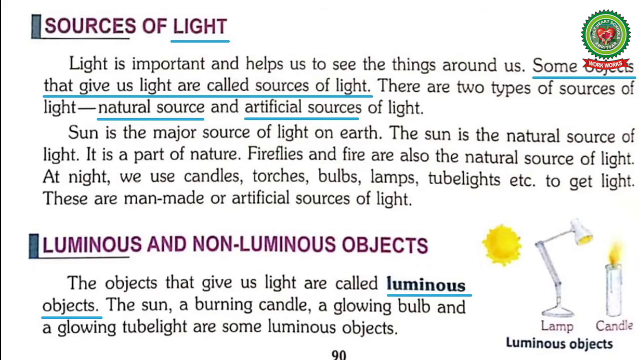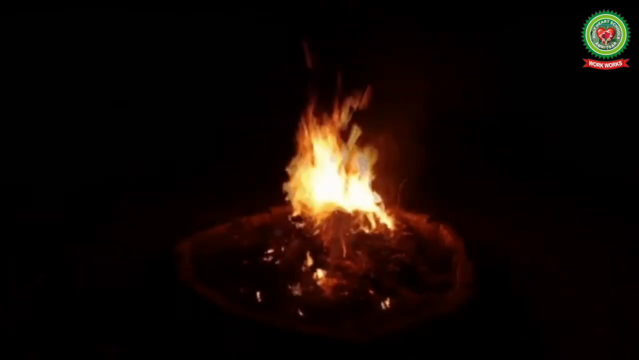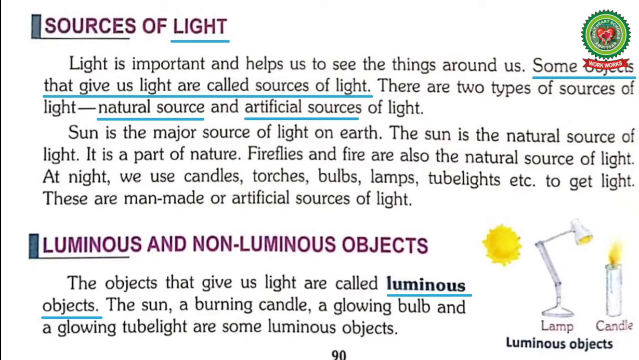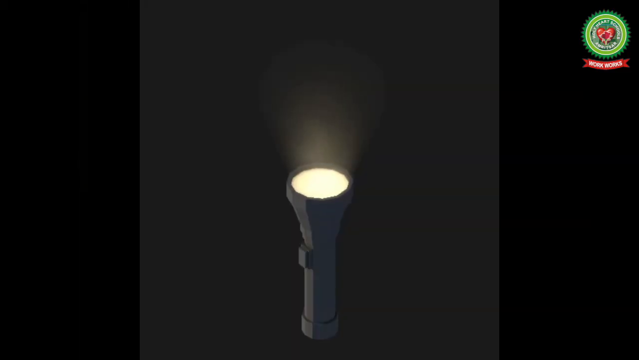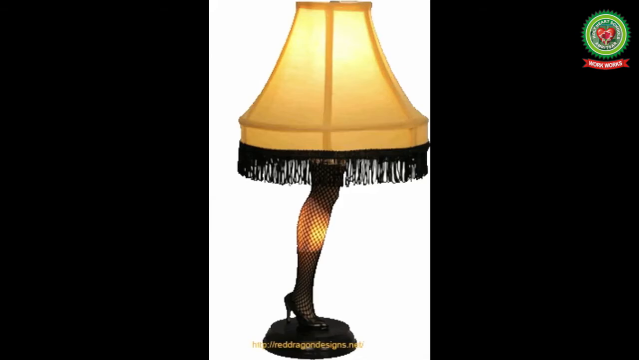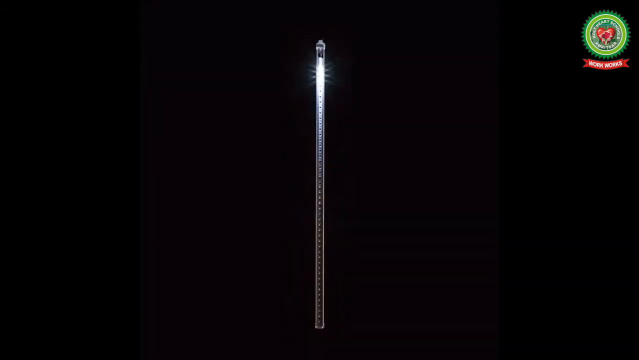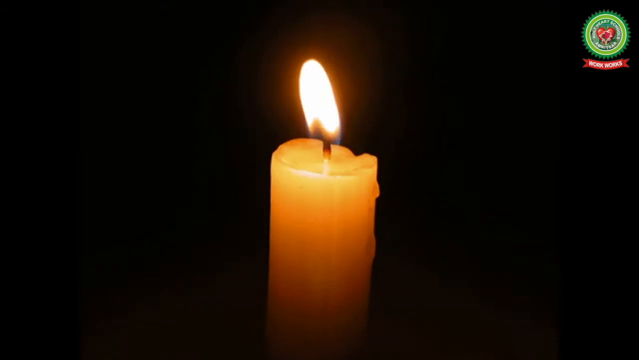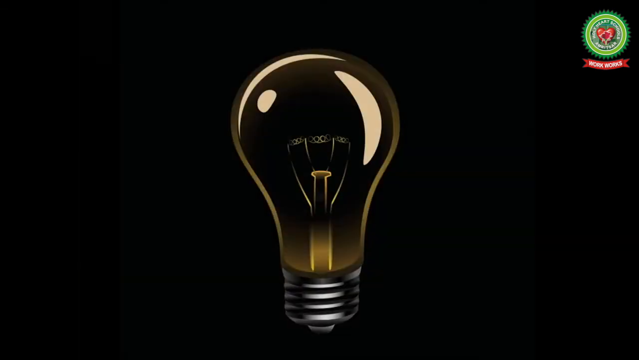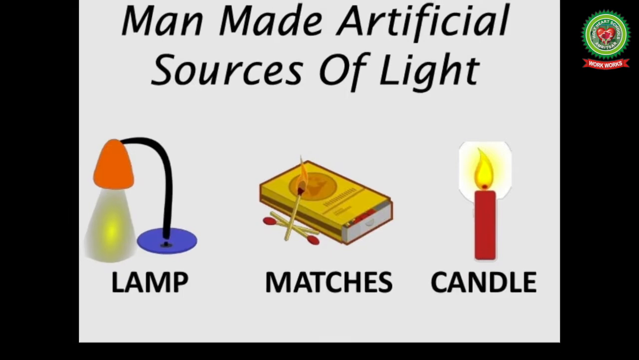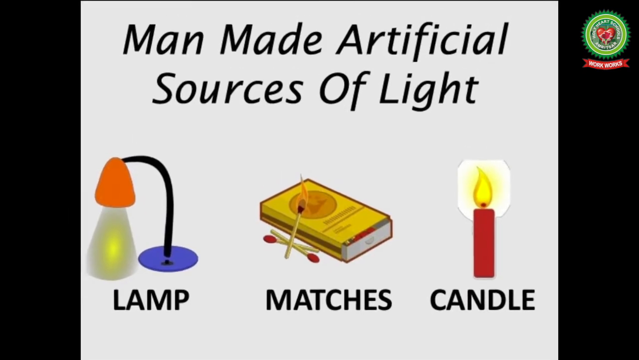Sun is a major source of light on earth. Moreover, sun is the natural source of light and it is a part of nature also. The other examples of natural sources of light are fireflies and fire. During night, there is no source of light, and at that time we use candles, torches, bulbs, lamps and tube lights to get the light. So students, candles, torch, bulbs, lamps are the man-made or artificial sources of light.